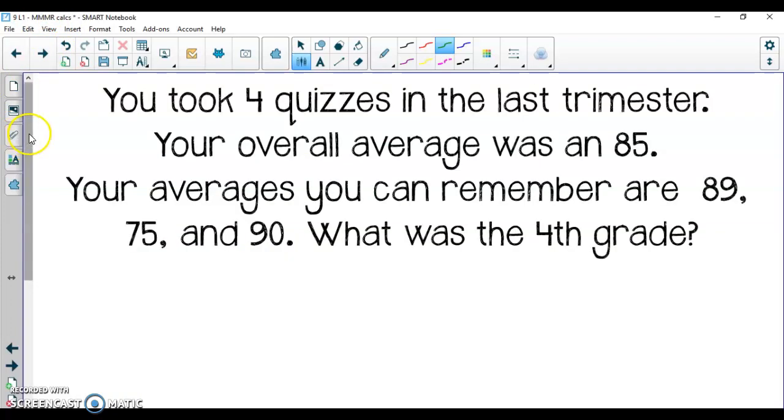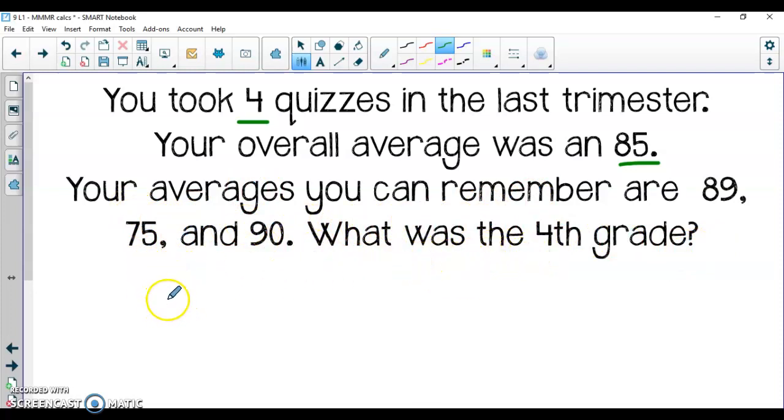Our next example could be helpful for you, especially with school and trying to figure out what your averages need to be for your classes. So you took 4 quizzes in the last trimester. Your overall average was an 85. So 4 quizzes, overall average was an 85. Your averages that you can remember are 89, 75, and 90. What was the 4th grade?